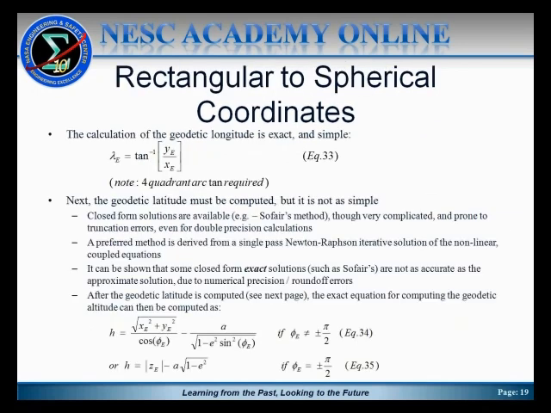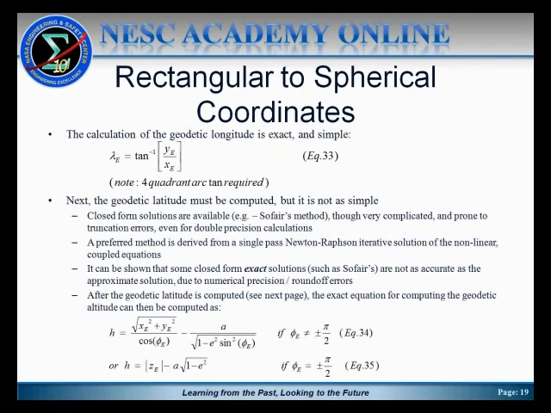Now we want to do the reverse transformation. Assuming we know rectangular coordinates, we'd like to compute the spherical from them. So first we'll convert from rectangular coordinates to geodetic coordinates, that is, geodetic latitude, geodetic longitude, and geodetic altitude. The calculation of geodetic longitude is exact and very simple. That's shown by equation 33 on this slide.